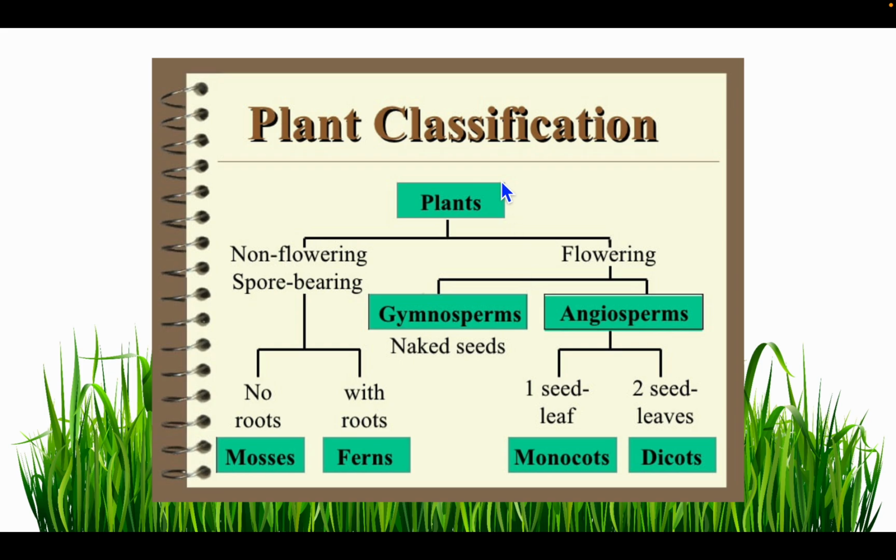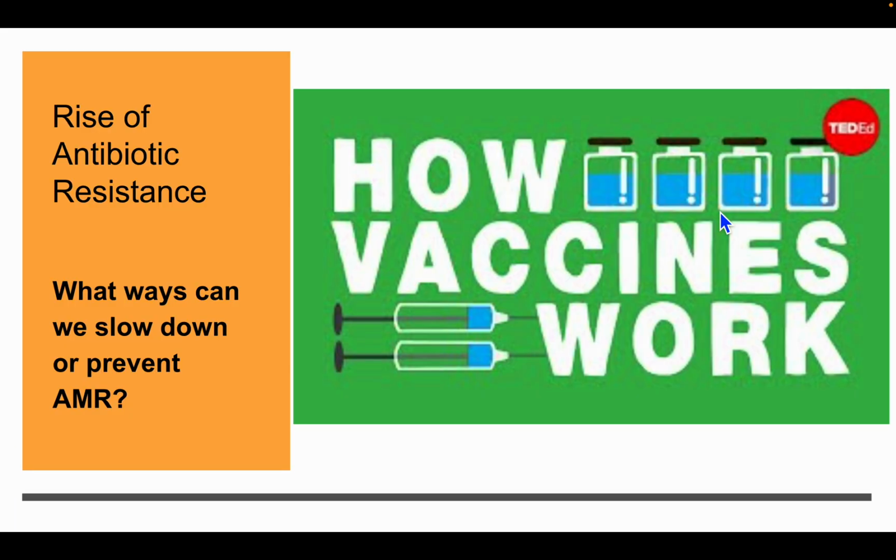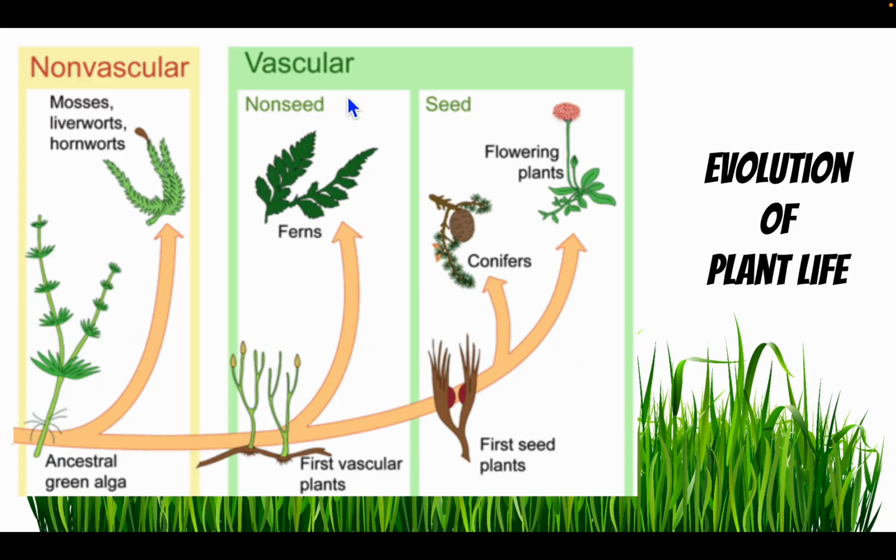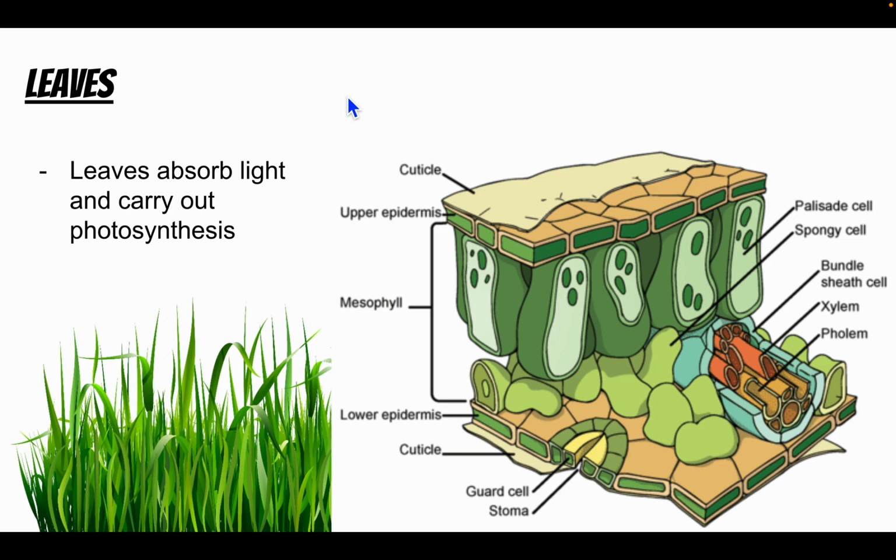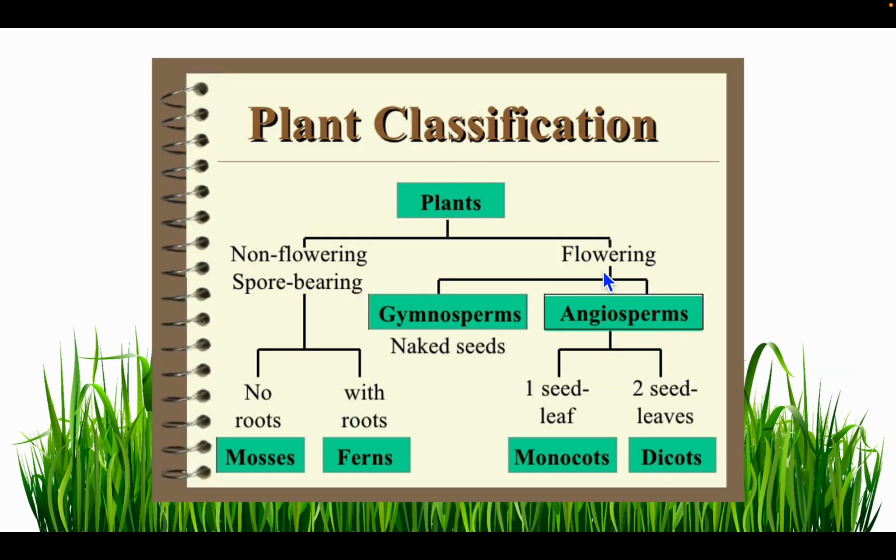Now, when we look at plants, we put them into flowering and non-flowering types of plants. If we go back to our first picture here, we did vascular versus non-vascular. When we go to vascular, we have two different types: gymnosperms and angiosperms. Gymnosperms are the ones with naked seeds. These are your pine trees, pine cones, where the seed is exposed.